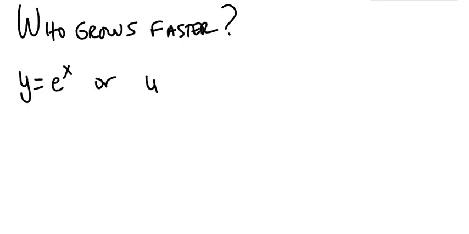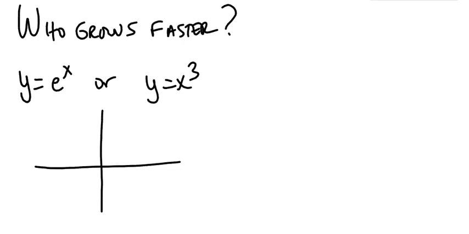And so, time to play everybody's favorite game, who grows faster? Now, we both know that e to the x shoots up like so, and x cubed shoots up like so, but what happens as x gets really, really large? Does the blue go back and overtake the red?